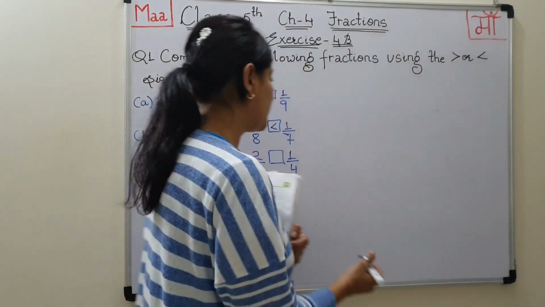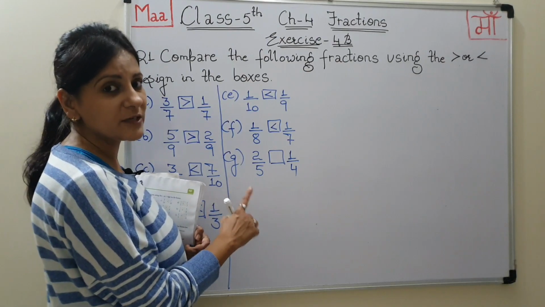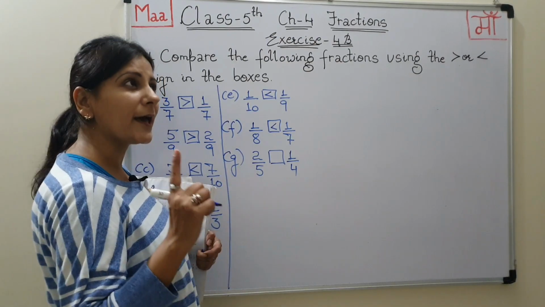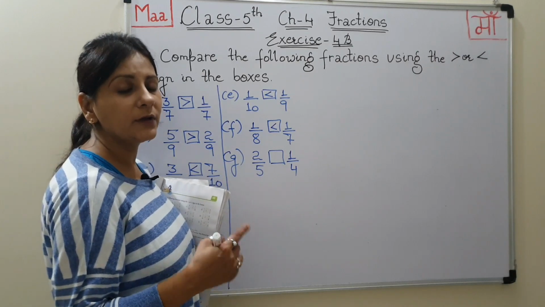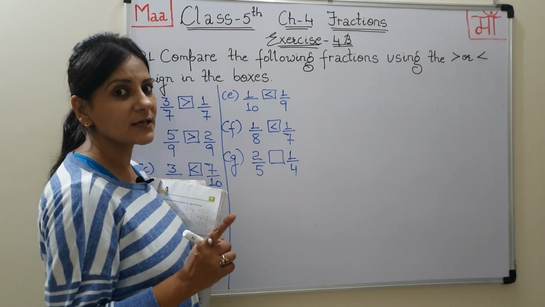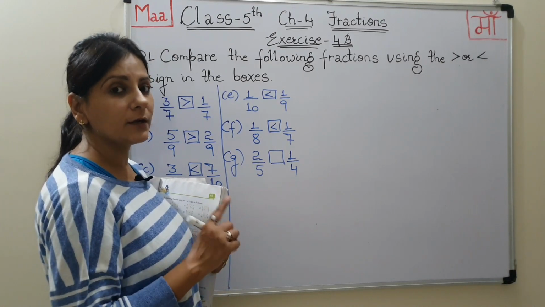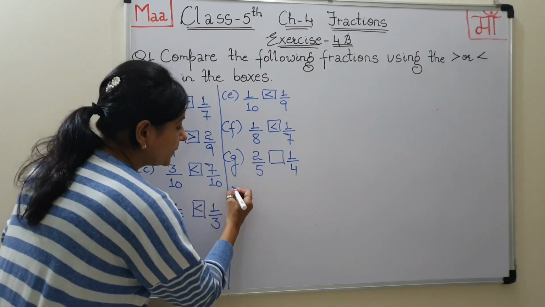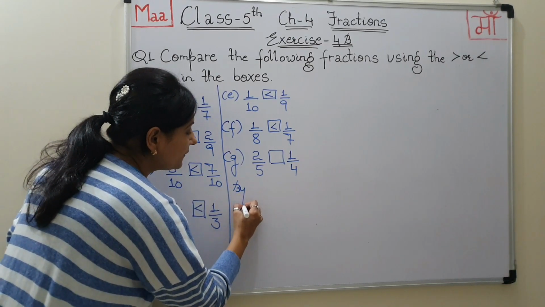Okay, so how will we do it? I have already explained the cross multiplication method in my previous class, where I explained how to find out whether two fractional numbers are equivalent or not. Last question of exercise 4A. So I told you the cross multiplication method there. So the same method we have to follow here because the denominators are different.